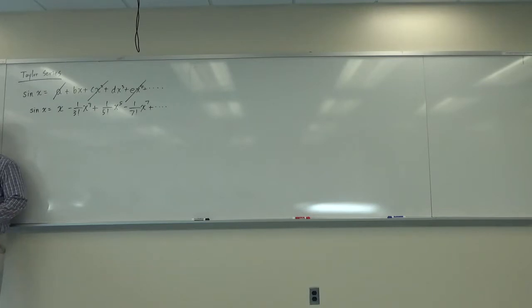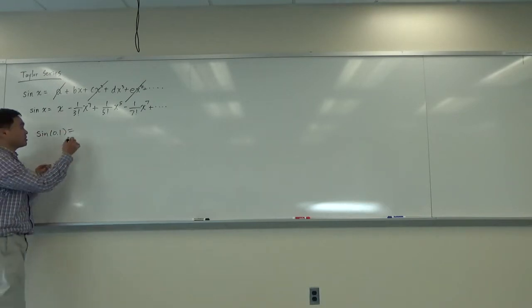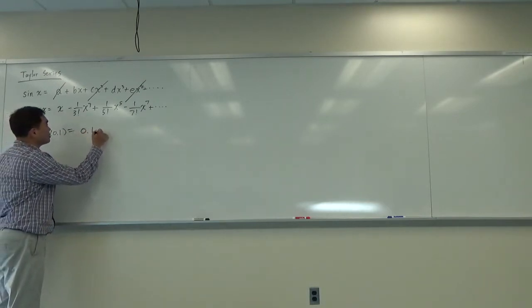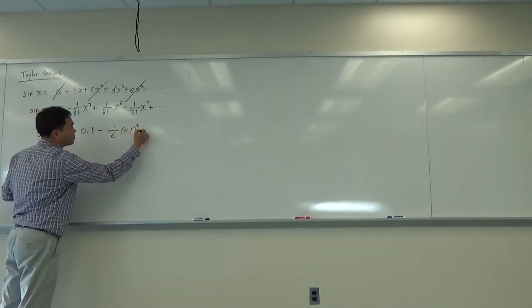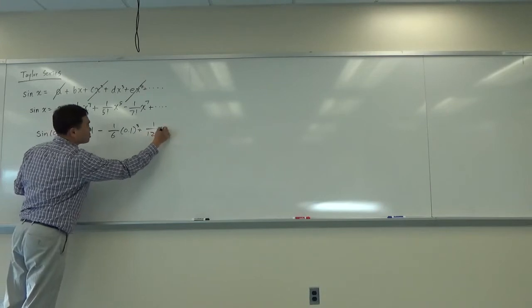So here's another question. What's sine of 0.1? How would you do it? Just plug it into the power series. Just plug it in, right? 0.1 goes into x. You get 0.1 minus 1 over 6 times 0.1 cubed plus 1 over 120 times 0.1 to the fifth.